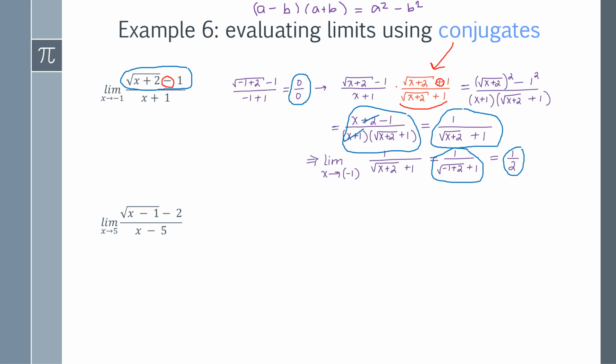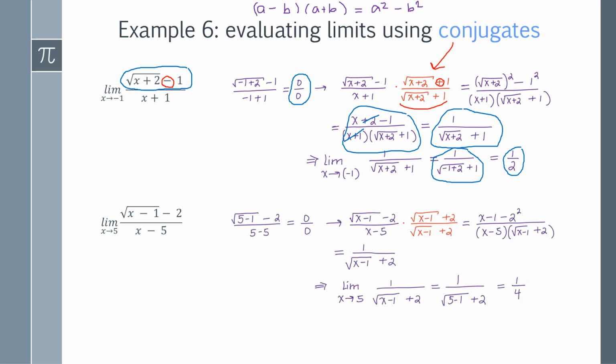Okay, so now let's take a look at a similar problem. Here we have the limit as x goes to 5 of the expression square root of x minus 1 minus 2 over x minus 5. Okay, similar idea. First, we're going to evaluate this at 5. So we'll plug in 5 for x. And once again, we get 0 over 0. So this is our hint that we need to apply some algebraic step.